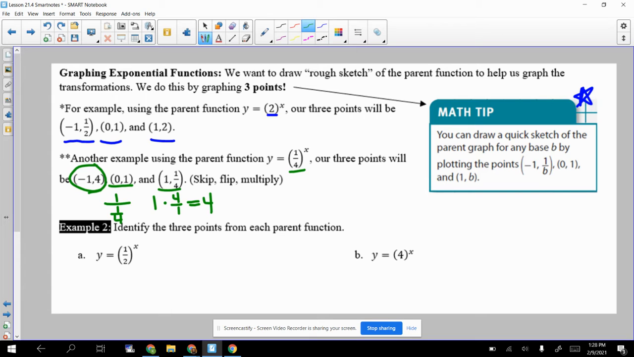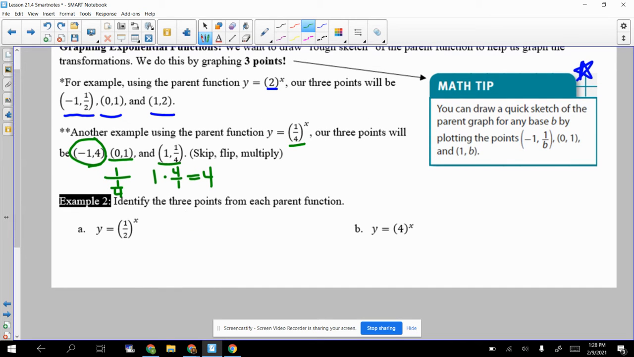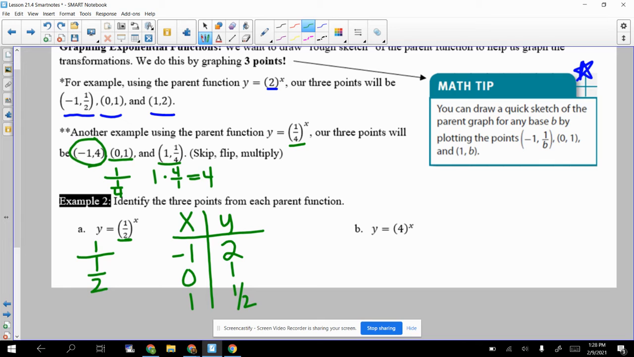So that's that. Okay, so let's go ahead and try that here. So I usually like to identify my 3 points as like a table. So I like to say, okay, my first one, I know these are always going to be -1, 0, 1. My first one needs to be 1 over my b, and in this case, my b is 1/2. So that's another example where you would skip, flip, multiply, and you would get 2. Okay, then this is always going to be 1, and then this is always going to be your b, so just 1/2. Okay, same idea over here.